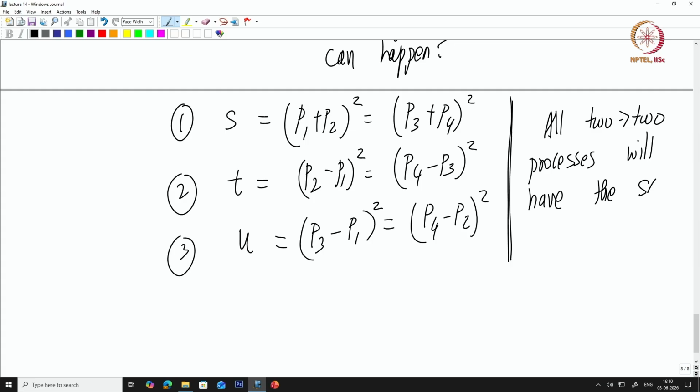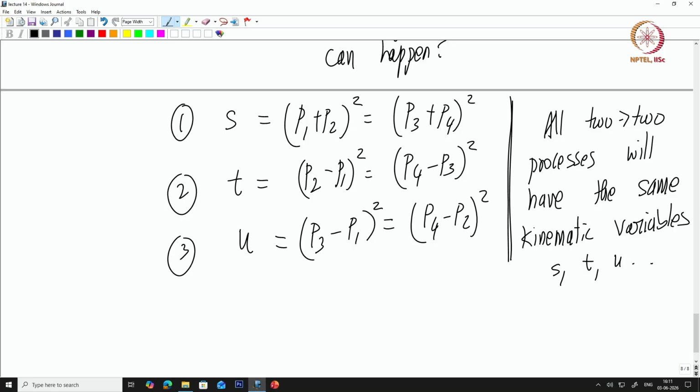the same kinematic variables, which can be written in terms of the S, T, U parameters. Now, this gives you a fantastic way of understanding the scattering process, as we will see in the examples which we will see.